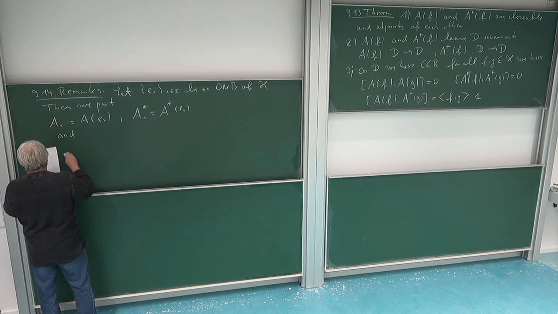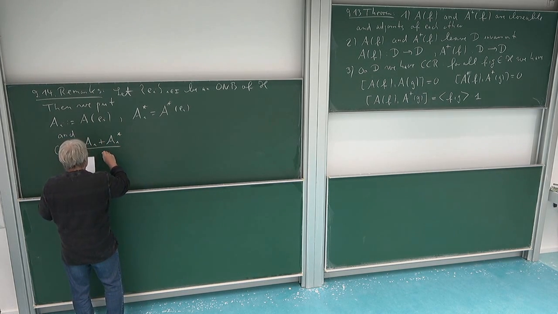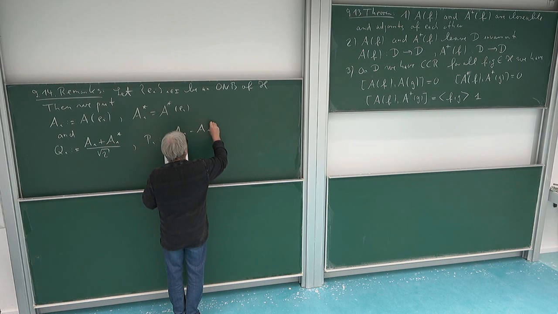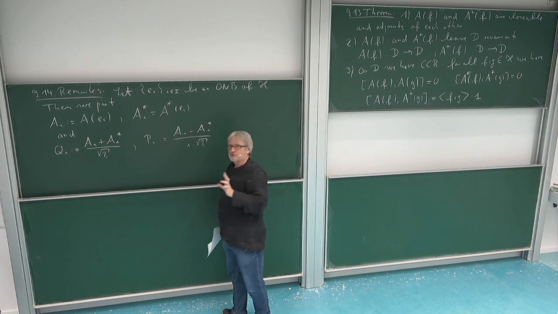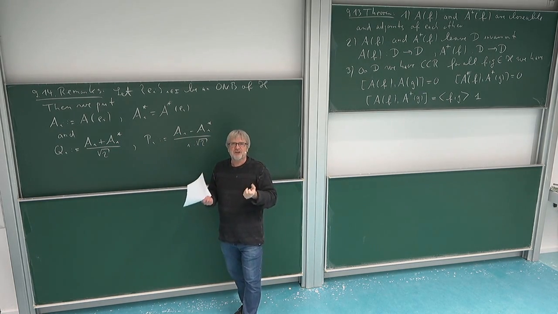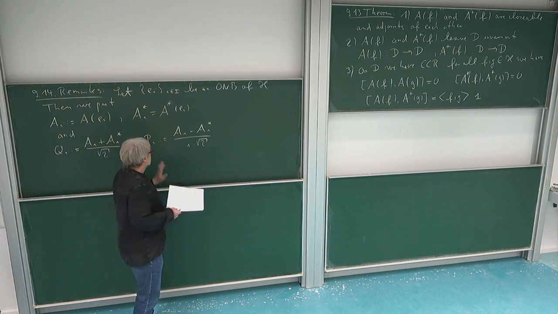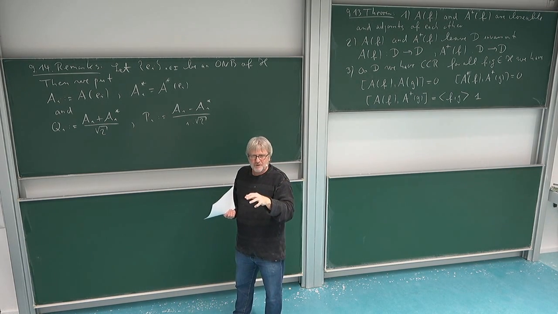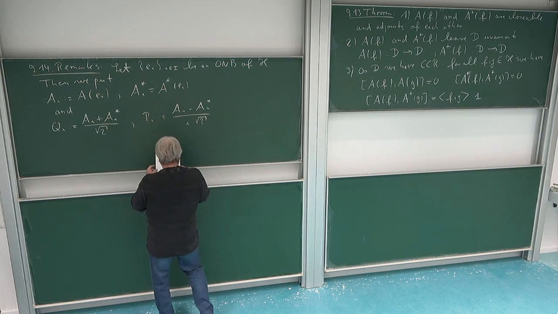So I should define the Q_i as A_i plus A_i star divided by square root of 2, and the corresponding P_i as the difference A_i minus A_i star divided by i times the square root of 2. And of course, A and A star are adjoints of each other, so these are self-adjoint operators. Self-adjoint operators are things we can control much better than a pair of an operator and its adjoint. In principle, if I have an operator and its adjoint, I can look at the real and the imaginary part, so I can replace it by a pair of self-adjoint operators, which is what I'm doing here.